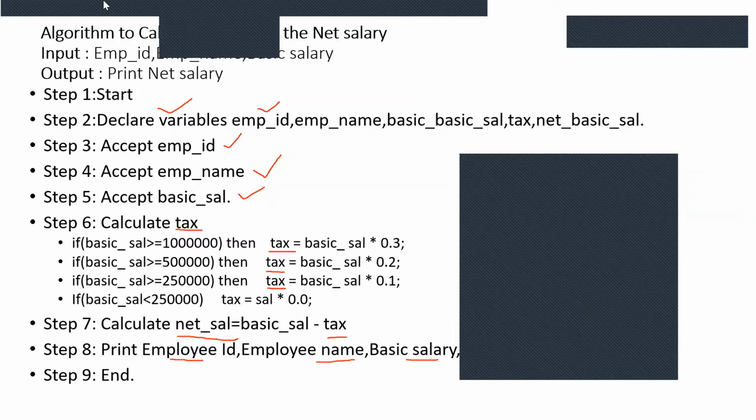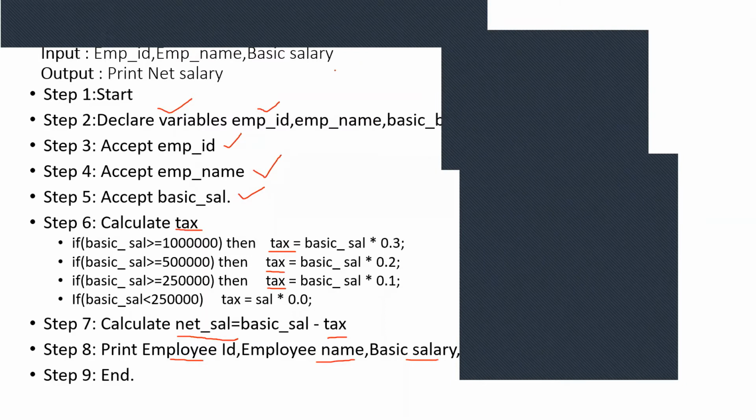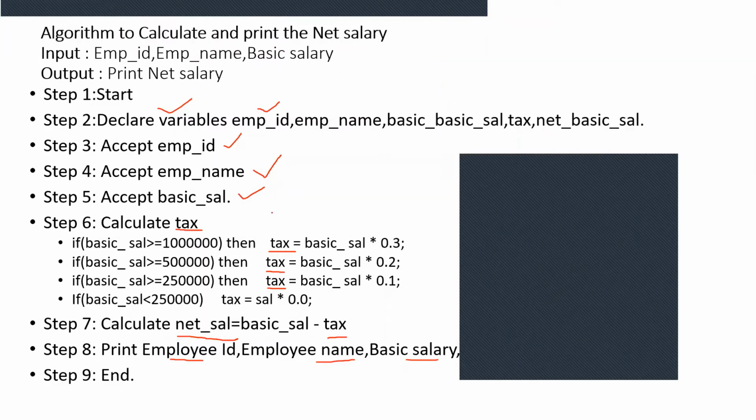Manikandan, why are you raising your hand? Okay. Then in order to accept the basic salary, what is the format specifier for basic salary? If it is declared as float, Akash, you had given percentage lf. If you are declaring it as float, it is percentage f. If you are declaring it as double, it is percentage lf. Got it? So basic salary, we are declaring as float, so we are taking it as percentage f. Hope it is clear for everyone.